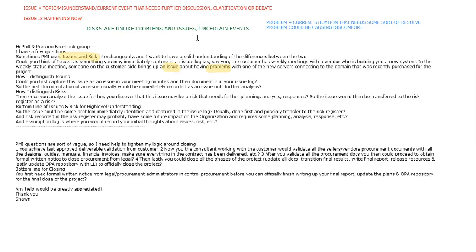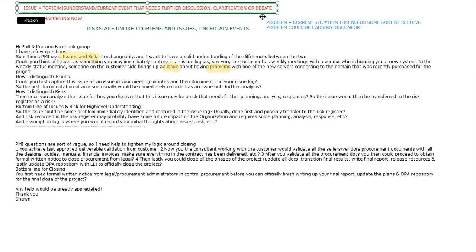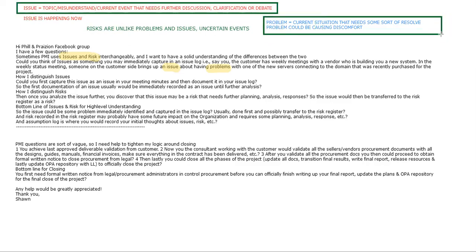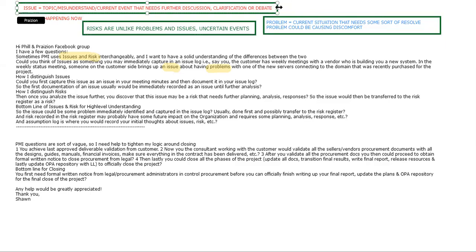See? So you need to think in these little buckets: an issue, a problem, and a risk. So the question is, is it happening now? If it is not happening now, and it's something you see could happen in the future, we're talking about a risk, an uncertain event. But if it's happening now, you could think of it as an issue. I hope that makes sense. Let's move on with your question.